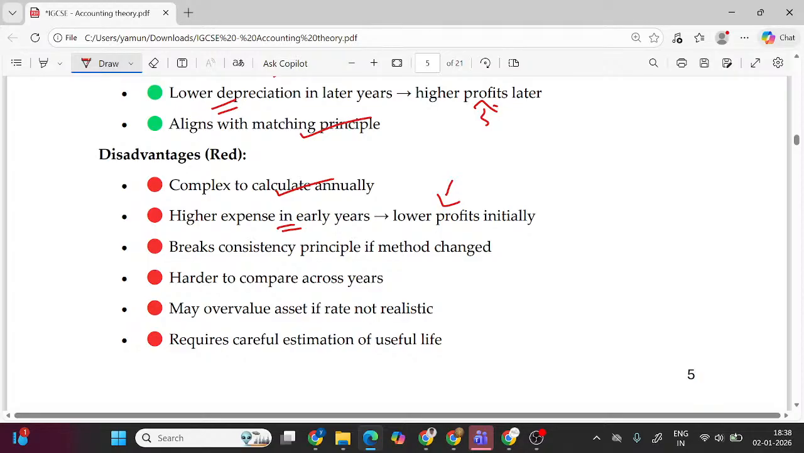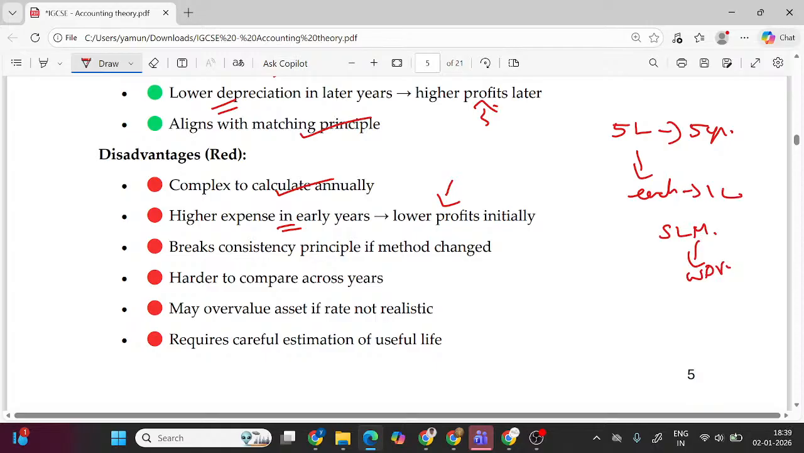WDV method is quite fine, but when you go for straight line method, the value of the asset is 5 lakhs and the life of the asset is 5 years, which means what? For each year, you're going to depreciate 1 lakh. Okay, in the beginning, you have used very less, probably the machine is in a good condition. That's a drawback in SLM method, right? That's why you go for WDV method.